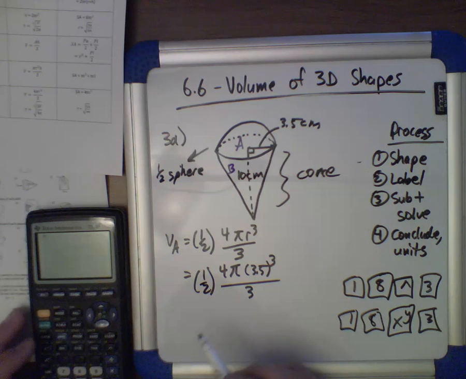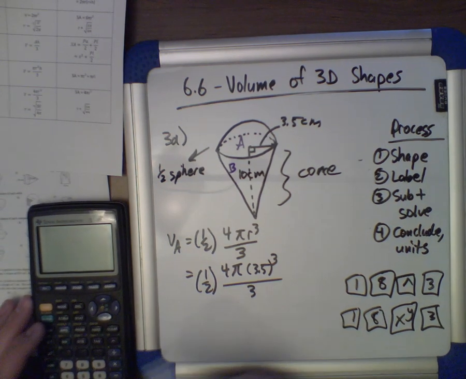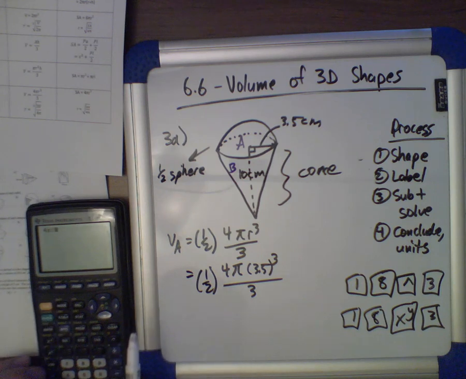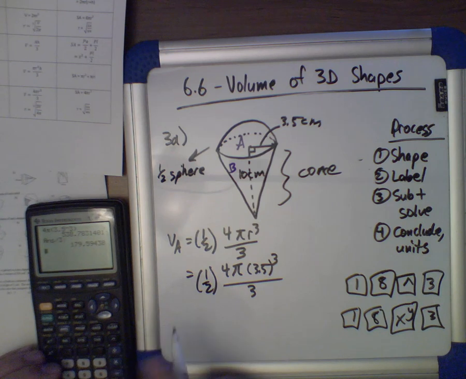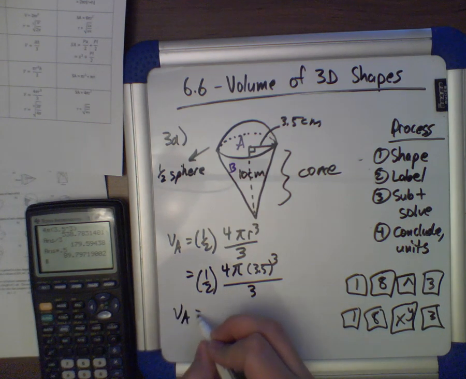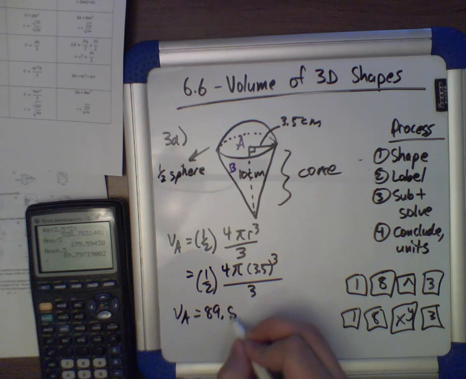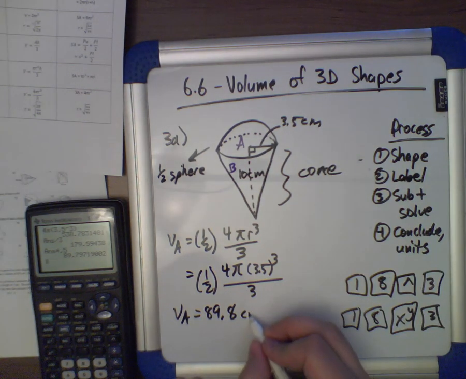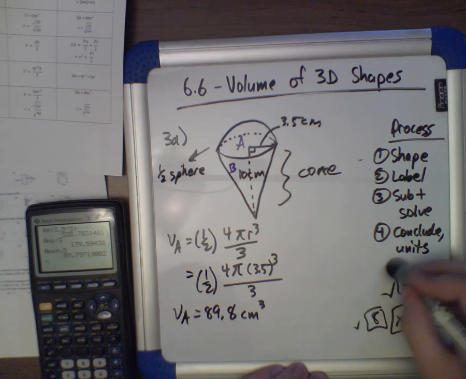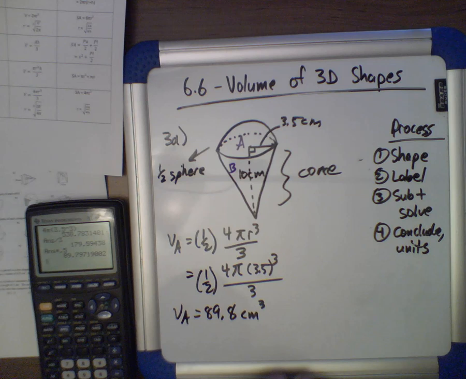And we can do this all in our calculator. I don't have room to show all my work, but you can do this one piece at a time, and I'll kind of show it on the calculator. So 4 times pi times 3.5 to the power of 3 divided by 3 times half. The volume of part A is 89.8. What are my units? Centimeters, and it's volume, so it's cubed. Looks good. Let's find our volume for part B, the cone.